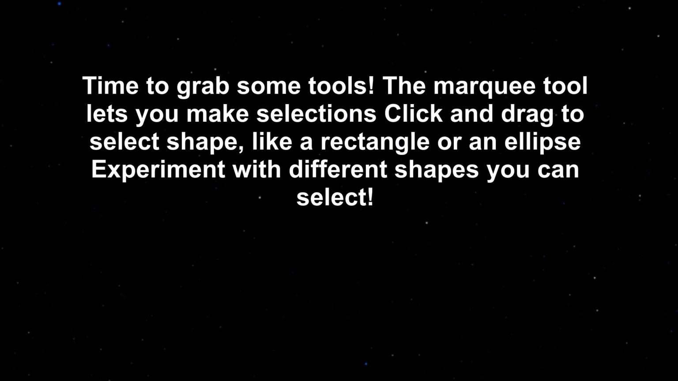Time to grab some tools. The Marquee Tool lets you make selections. Click and drag to select a shape, like a rectangle or an ellipse. Experiment with different shapes you can select.